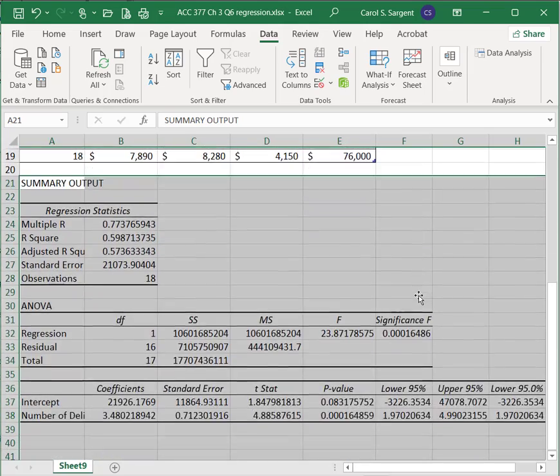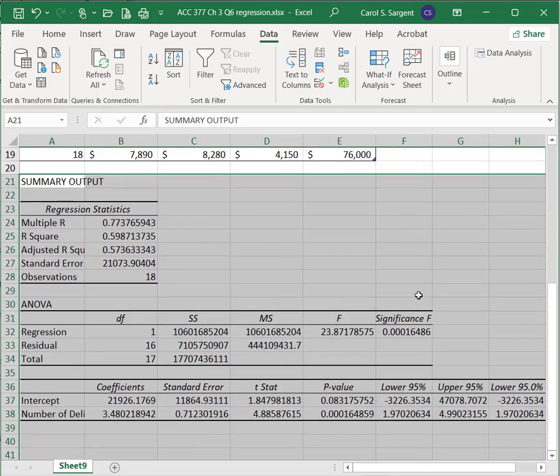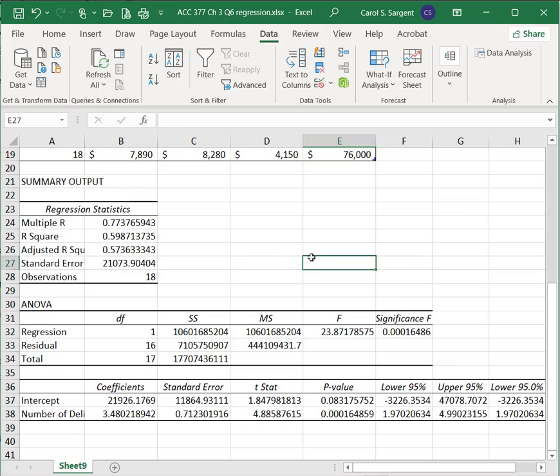So let's evaluate this one, this number of delivery miles. The first thing we want to look at is the R squared, or the adjusted R squared. They're very close, and this is above 0.3. Anything below 0.3 is considered noise, so this is a good fit.